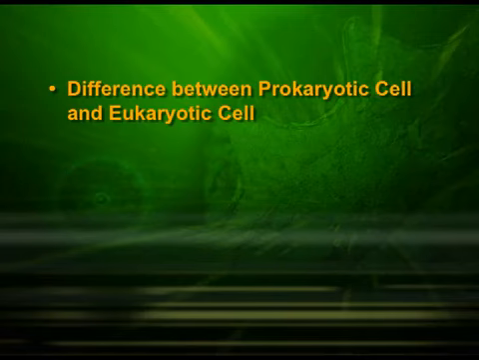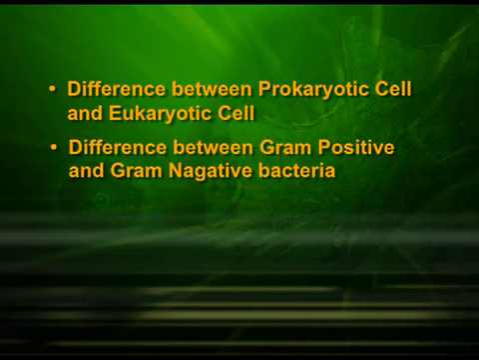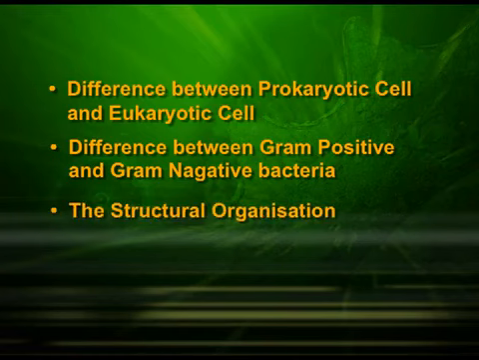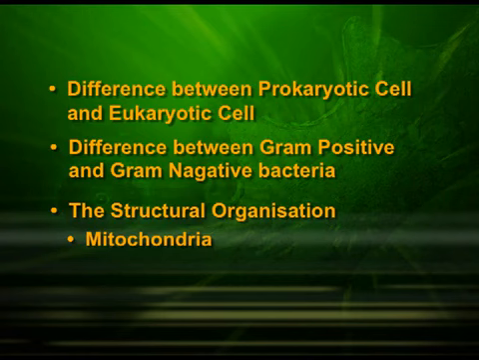Before concluding the lesson Cell, the Unit of Life, a few things which you must remember. 1. The differences between a prokaryotic and a eukaryotic cell. 2. The differences between a gram-positive and a gram-negative bacteria. 3. The structural organization in the mitochondria, the chloroplast and the nucleus.